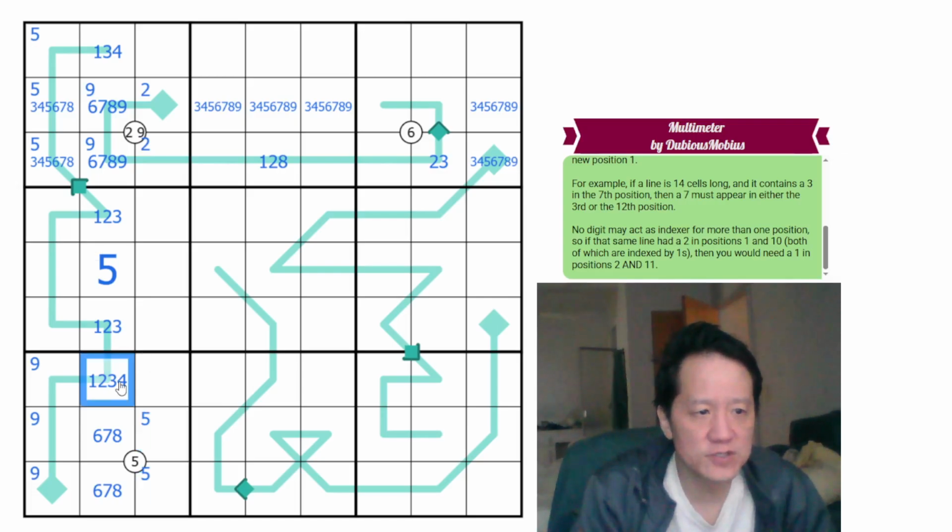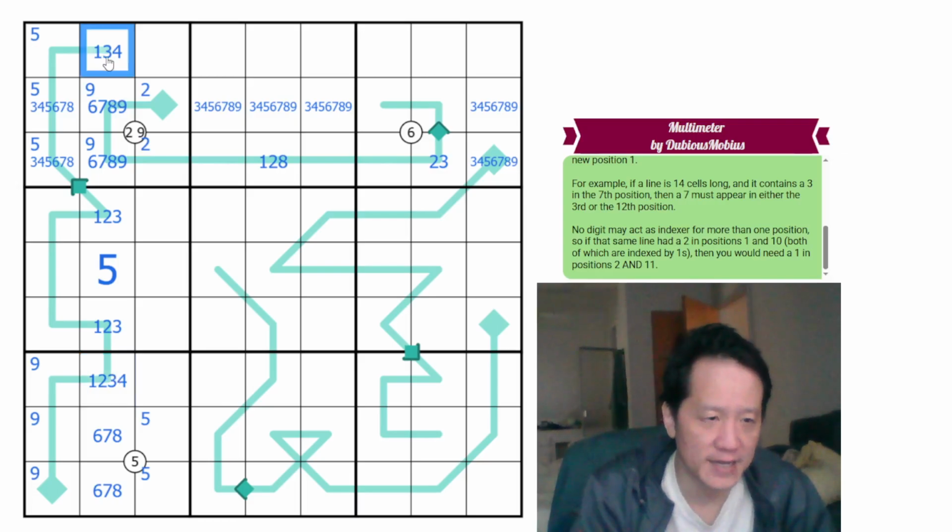If this is 4, it indexes itself, so that's fine. If this is 4, it indexes itself, so that's fine. We just don't know where the last one is.